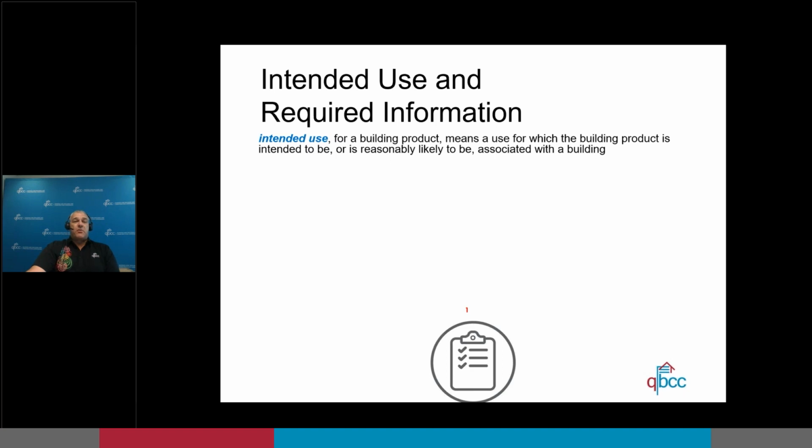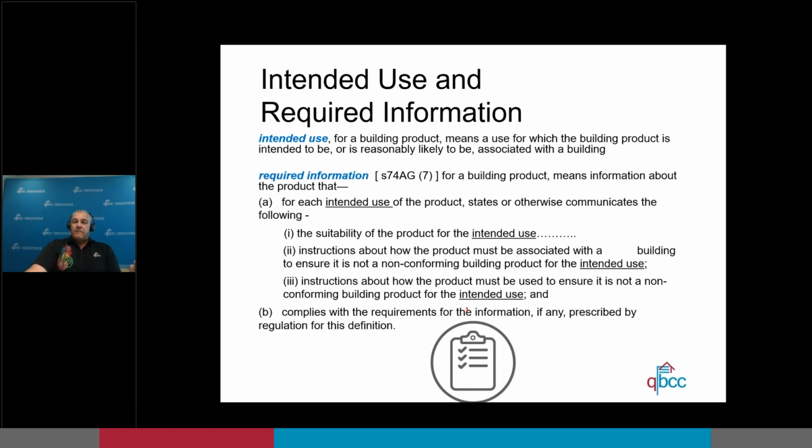A good example of this might be internal lining. So someone's got gyprock as an internal lining and they go and whack it on the outside of the house. Is that the intended use of the gyprock? No, the intended use is as an internal lining, so it wouldn't be being used as an intended use. So you have to look at that too. We couldn't consider that to be a non-conforming building product because it wasn't used for its intended use.